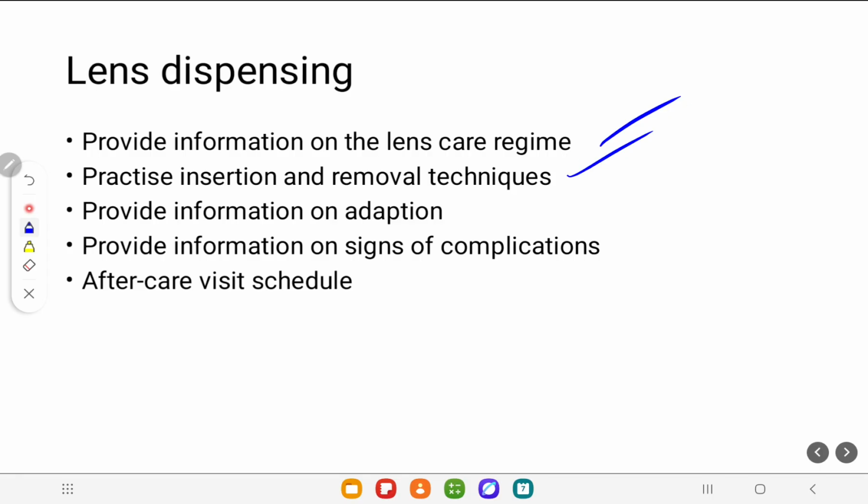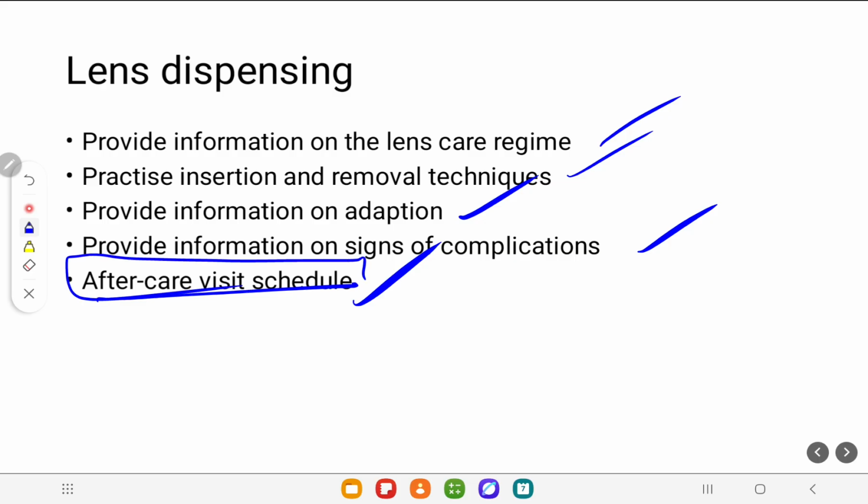Dispensing is very important in contact lens. Provide information on adaptation, definitely. Provide information on signs of complications. Aftercare visit schedule is another important thing that you will do if you want to reduce your complication rate as an optometrist.